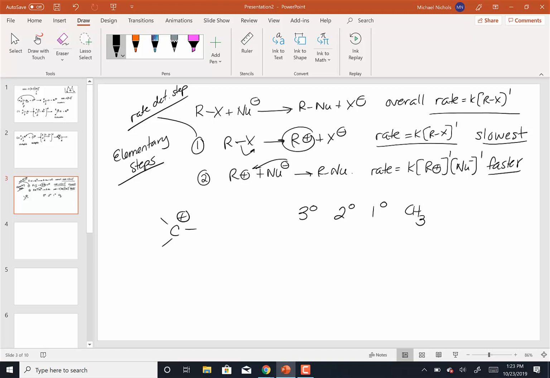It's tertiary. So having 3 alkyl groups attached to the carbocation is going to make that carbocation the most stable it can be. Now, it's not tremendously stable, but it'll make it more stable than a methyl group. So tertiary carbocations are the most stable. Second most stable are secondaries. Primaries and methyls, carbocations do not form.